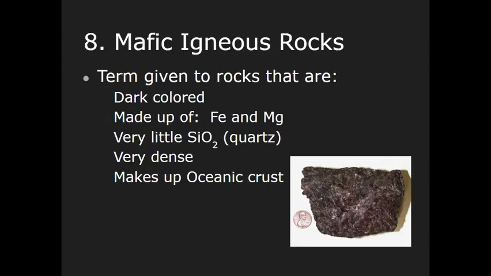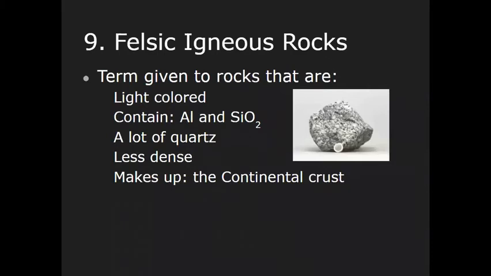Mafic igneous rocks make up oceanic crust. It is very dense. Anytime we have a dark igneous rock, we're going to refer to it as mafic. On the other hand, we also have light-colored igneous rocks, and we would refer to these as felsic. They contain a lot of aluminum as well as silicate or quartz. These tend to be less dense than mafic igneous rocks, and they make up the majority of continental crust.